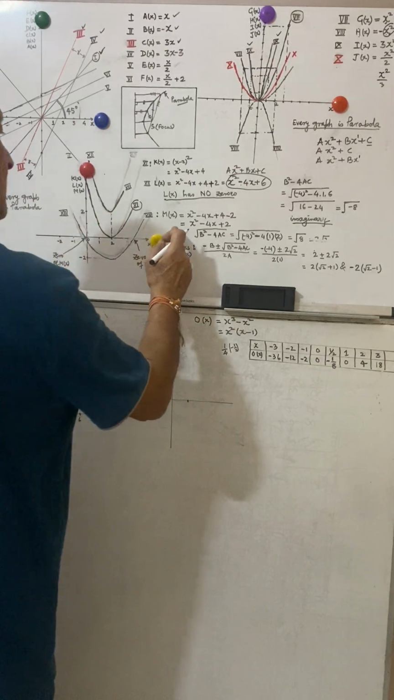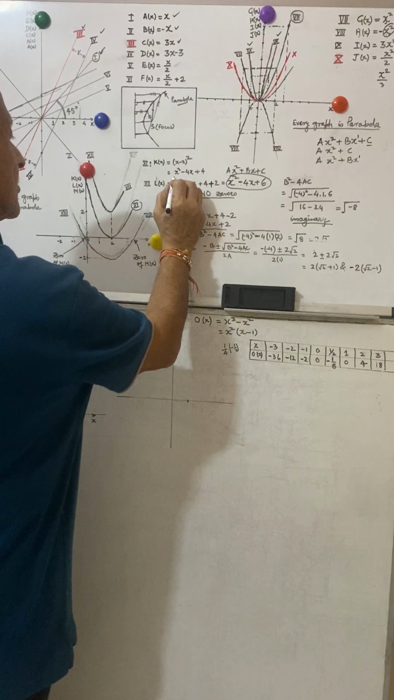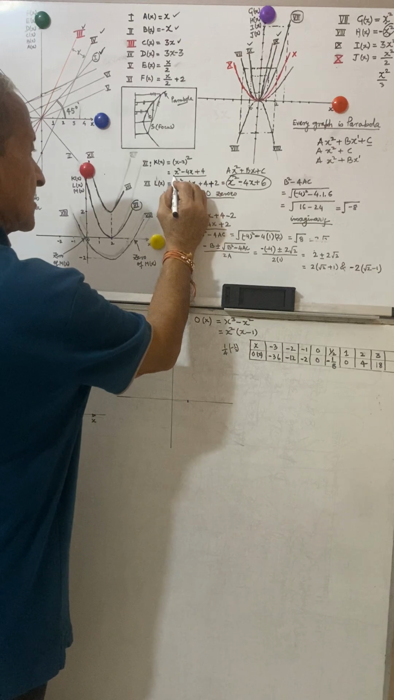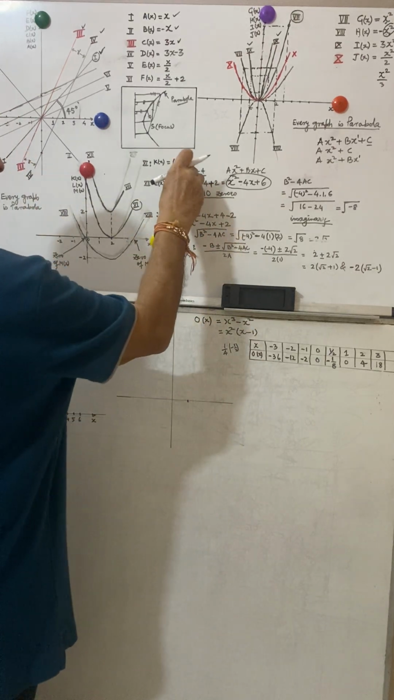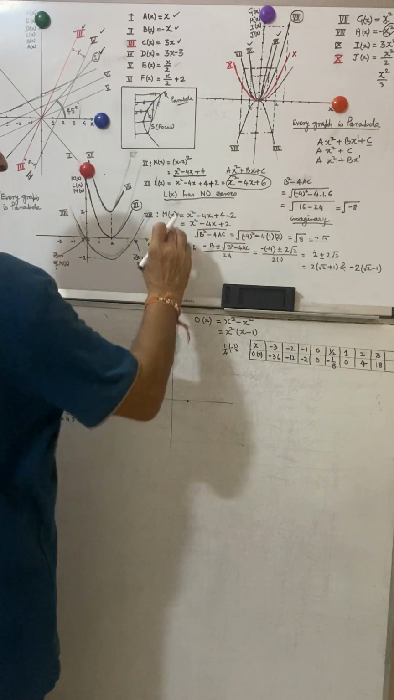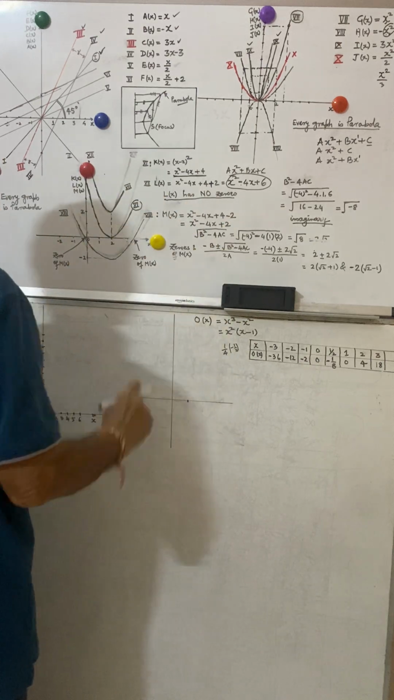Now just subtract 2 from this value. It has two zeros, both having the same value, x is equal to 2. The other one has no zeros because it is not cutting the axis of x.